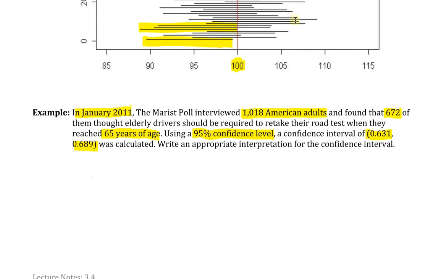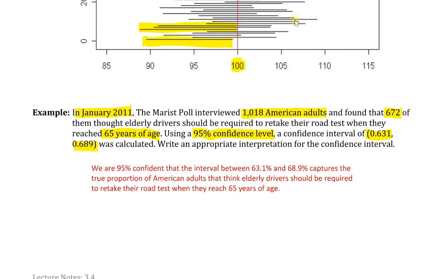Okay. I hope you paused the video for a moment and thought about what your confidence interval interpretation should look like. There are many different ways we could, of course, word this. Here is one interpretation of how you can write this. We are 95% confident that the interval between 63.1% and 68.9% captures the true proportion of American adults that think elderly drivers should be required to retake their road test when they reach 65 years of age.